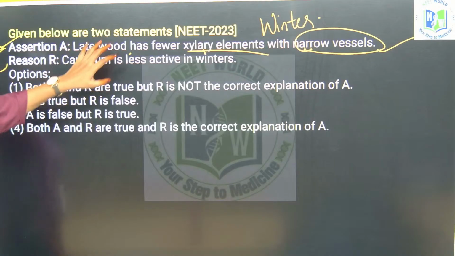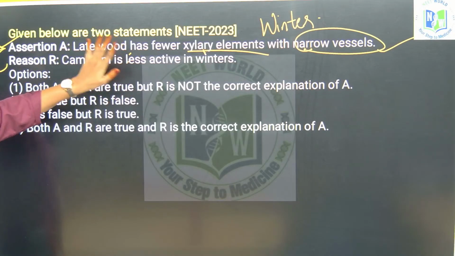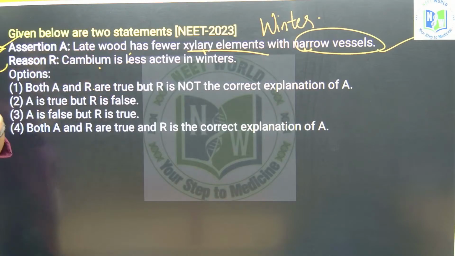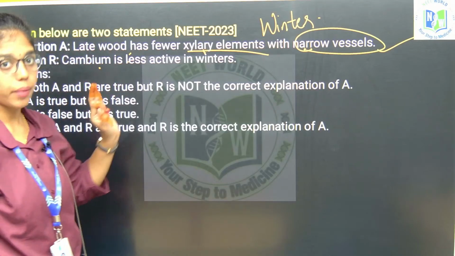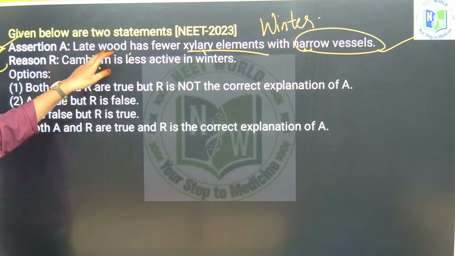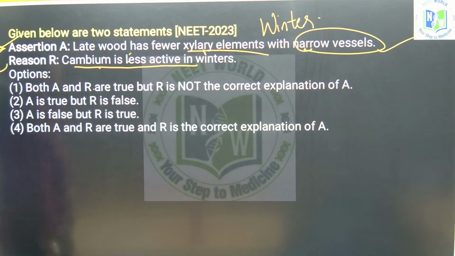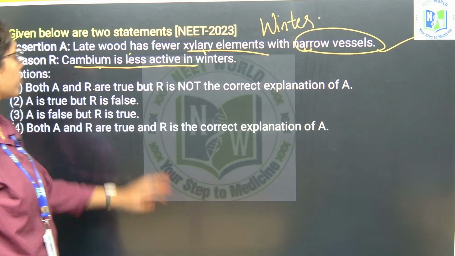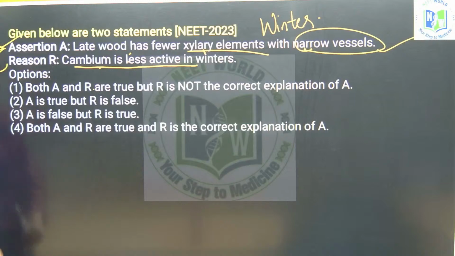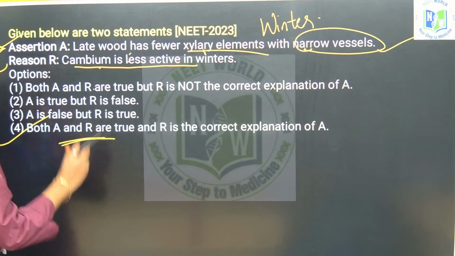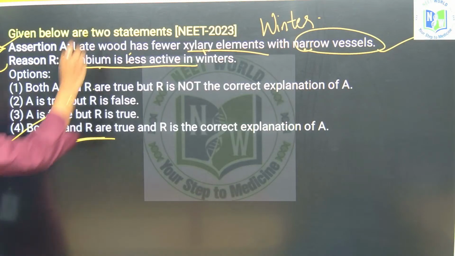To know when assertion and reason both are correct and whether reason is explaining assertion or not, there is a trick. You just put questions after reading the statement of assertion and read on the statement of reason. Then you will see the connectivity between the reason and assertion. As such, here what will be the right answer? Both A and R are true and R is the correct explanation of A.